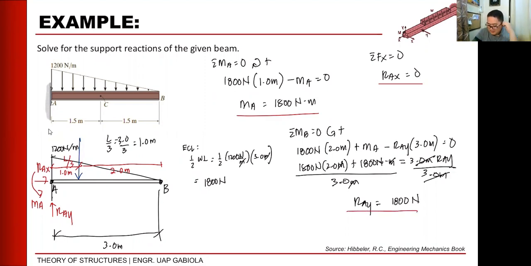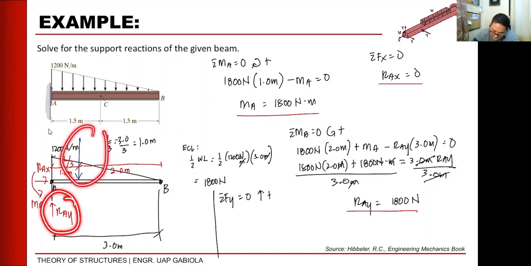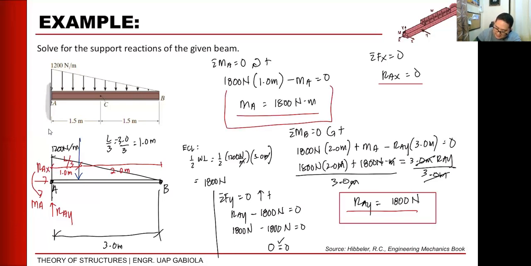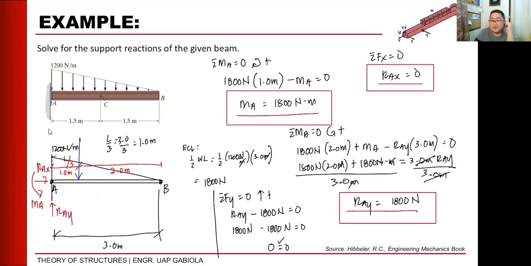Then to check is just maximize lang natin yung equations natin. So lahat ng vertical natin taking upward as positive. Vertical natin is RAY tsaka ito lang ACL natin. Okay, so RAY minus yung 1,800 natin equals to 0. So, 1,800 newtons, yung value na calculate natin, minus 1,800 newtons. So, indeed, this is in equilibrium. Therefore, yung values calculated for RAY, MA, and RAX are all correct. Okay? So, ito na yung magiging values ng reactions natin.